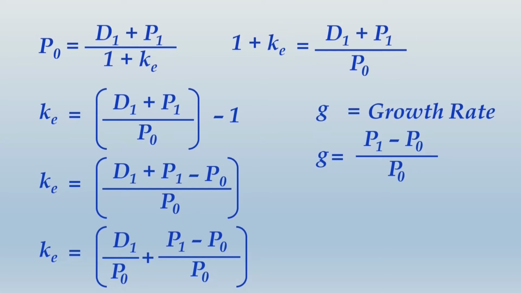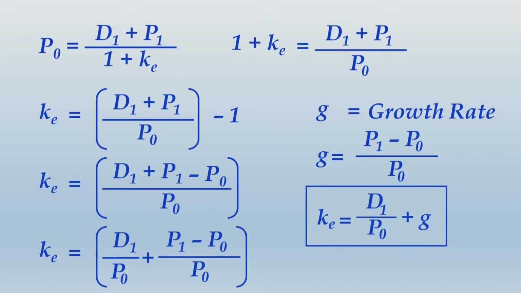If I substitute the value of G into this last line written in the slide, I will be getting the value of Ke as D1 by P0 plus G. We have substituted G in place of (P1 minus P0) divided by P0, and finally what we obtained is the formula for Ke using the dividend price plus growth approach.